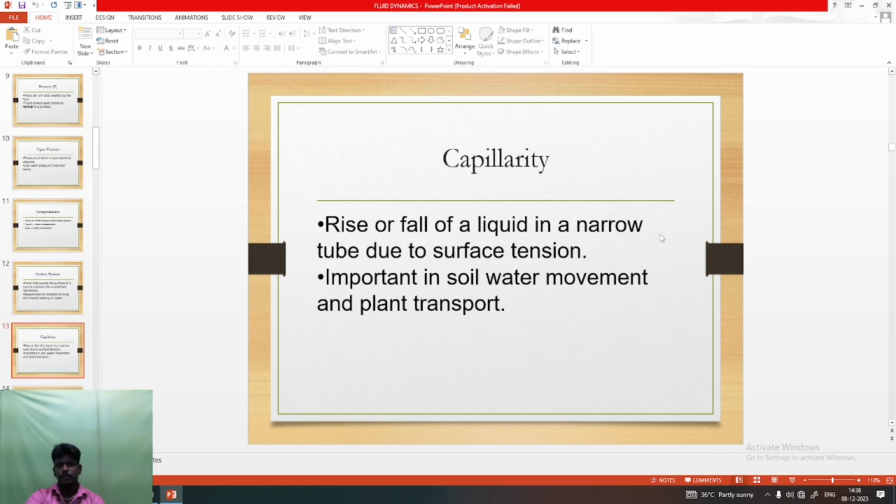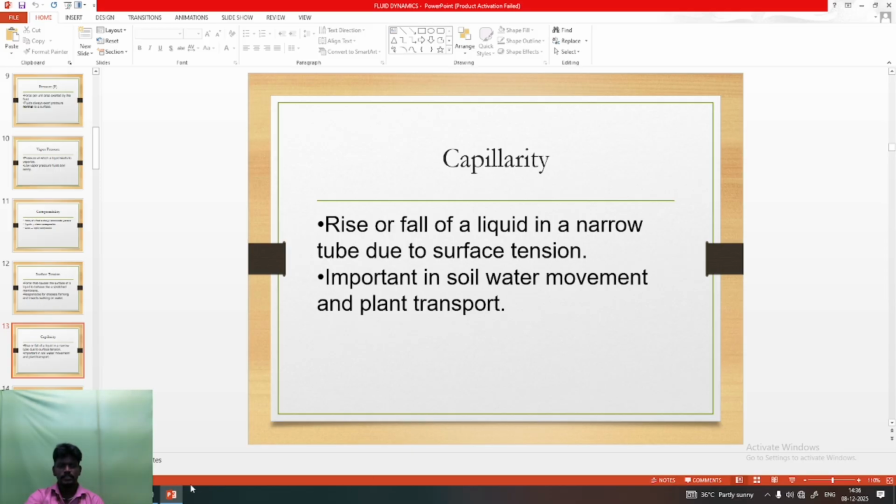The next topic is capillarity. It is the rise or fall of a liquid in a narrow tube due to surface tension. Due to the surface tension, the liquid will rise or drop down in a glass tube. That is called capillarity. It is important in soil, water movement and plant transport. This depends upon the capillarity phenomena.